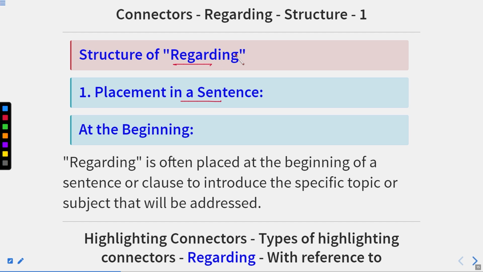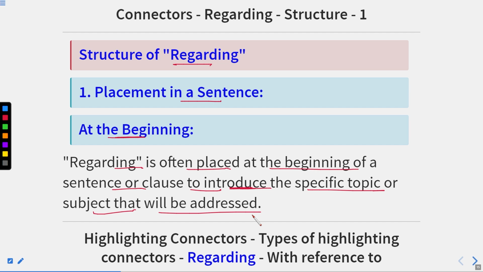First of all, we are going to discuss the structure of "regarding". It means where we can use the word regarding in a sentence. First of all, we can use it in the beginning of the sentence. Regarding is often placed at the beginning of a sentence or clause to introduce the specific topic or subject that will be addressed. Now, one thing that we should keep in mind, it is not actually beginning the sentence, but it is beginning that particular statement which we want to emphasize or highlight.